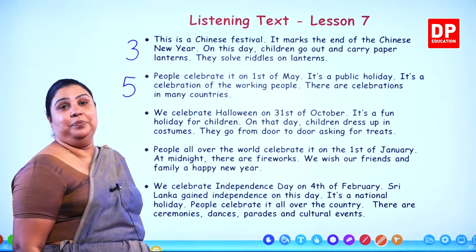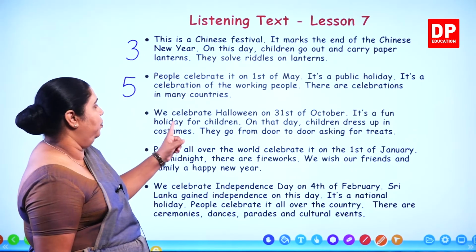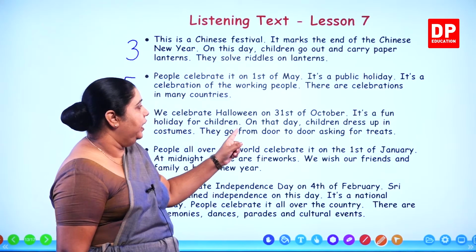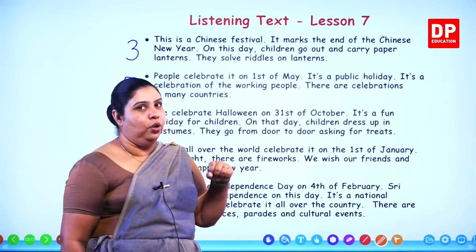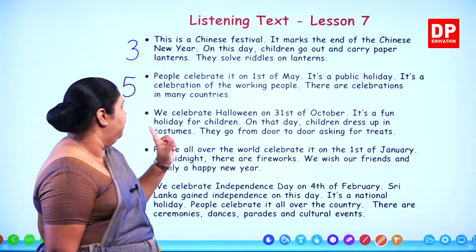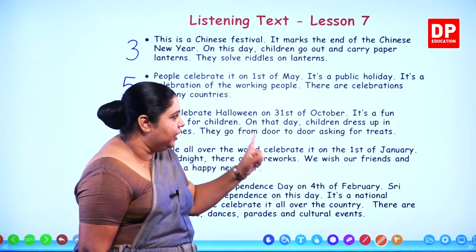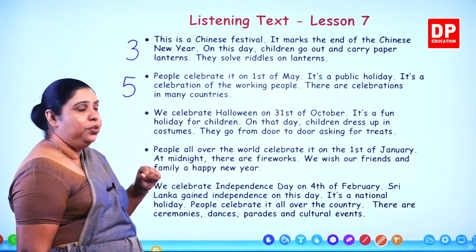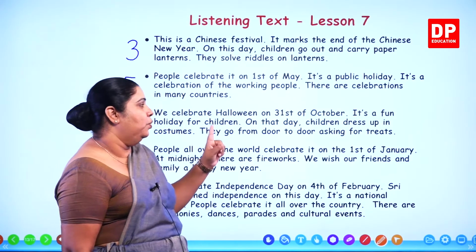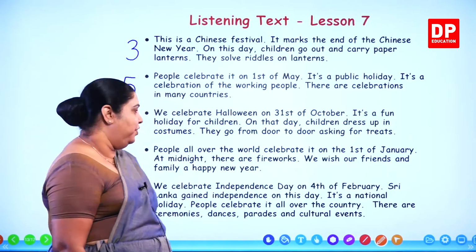Now the next one. We celebrate Halloween on 31st of October. It's a fun holiday for children. On that day, children dress up in costumes. They go from door to door asking for treats.